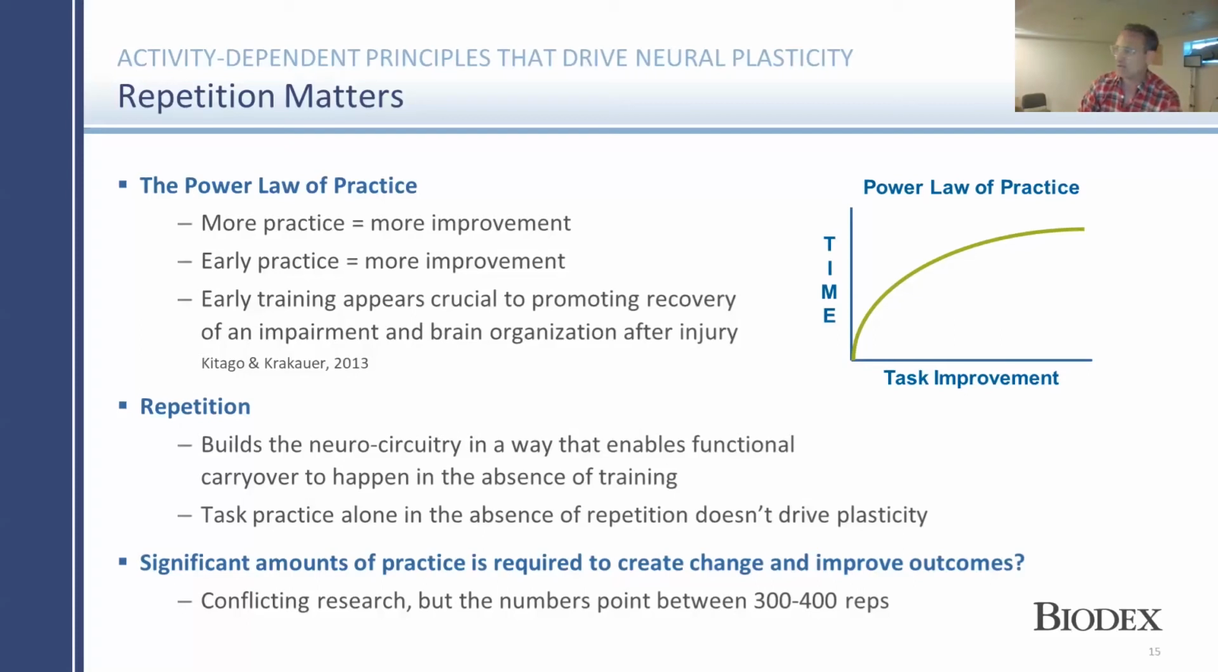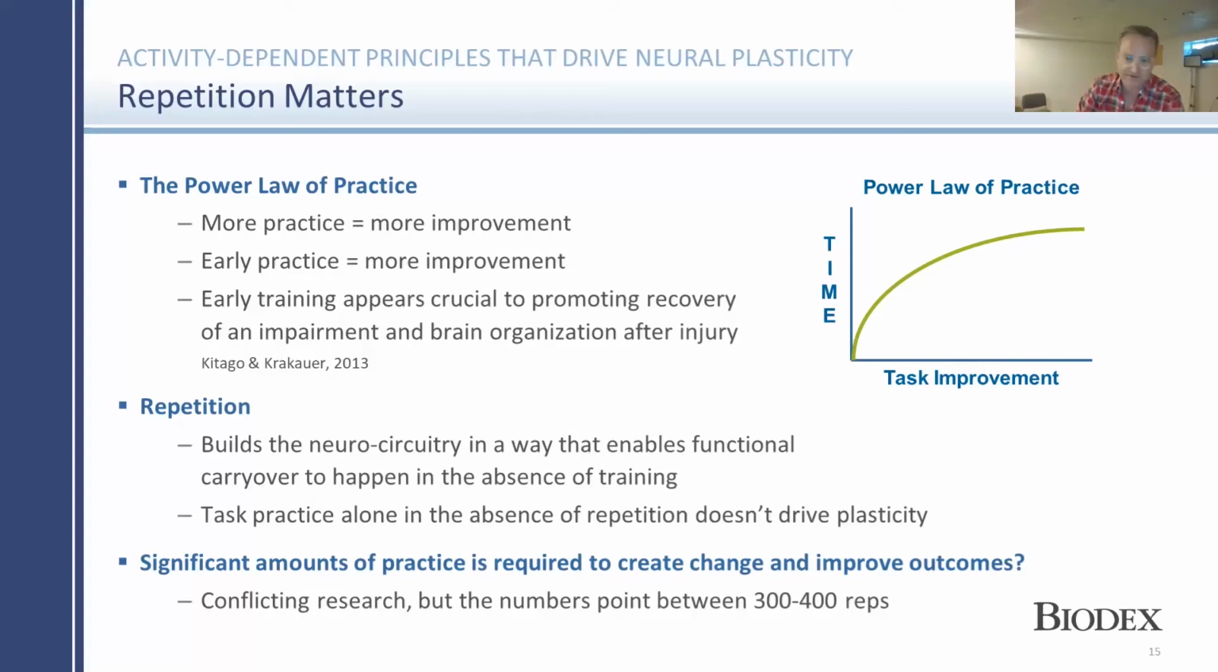But maybe if I bring that patient back, maybe I'll have them practice that numerous times over and over. So the task specificity, in addition to the repetition and intensity, because there's an intensity component to that too, is going to drive that neuroplasticity. Well, what is the significant amount of practice required to create that change?